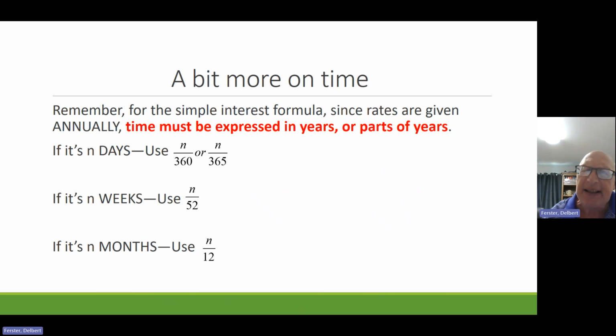If we're using days, it's going to be the number of days over either 360 or 365, relative to seeing words like ordinary interest or exact interest. If we're using weeks, 52 is your denominator, 52 weeks in a year. If we're using months, 12 will be your denominator, 12 months in a year. So we have to make sure that we're clean and crisp with time values, because the rates that we're using are for a year. They're annual rates. So that simply means that you and I have the onus of expressing time as years or parts of years.